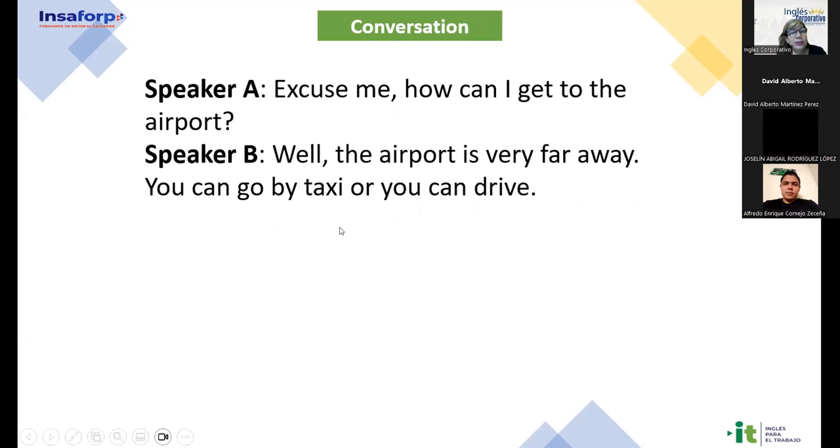Okay, the answer of the speaker B. Well, the airport is very far away. ¿Está cerca o está lejos el aeropuerto? Está lejos. You can go by taxi or you can drive. You say by taxi, you can go. Here the verb go is, you know, go is very easy. You can go by taxi or you can drive.